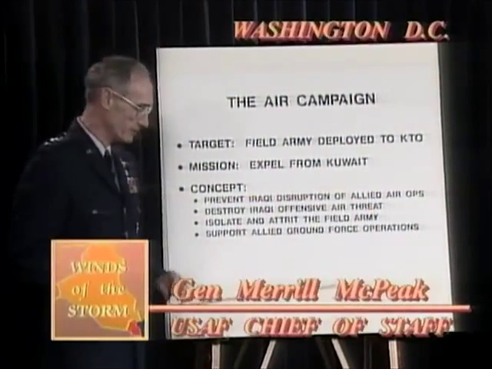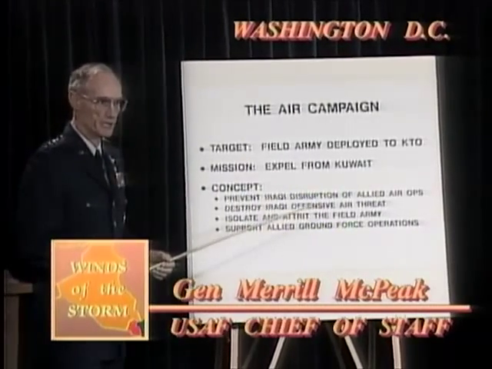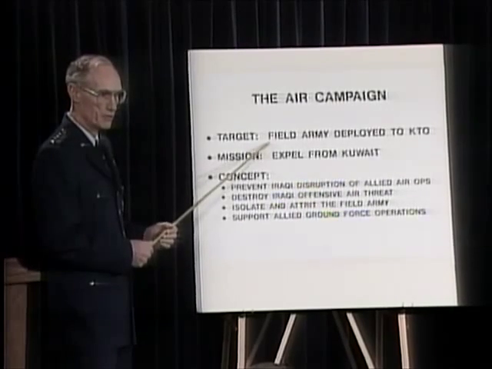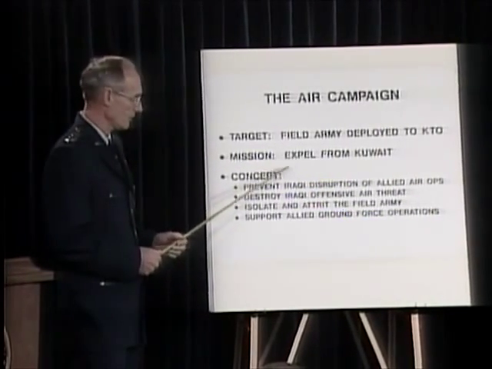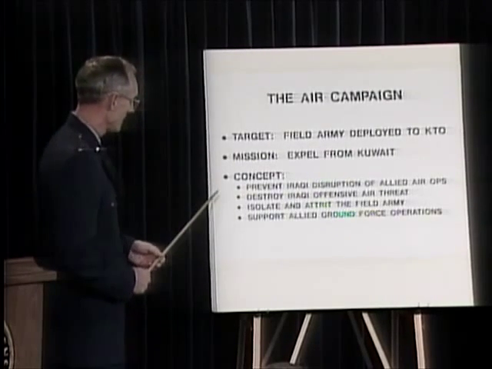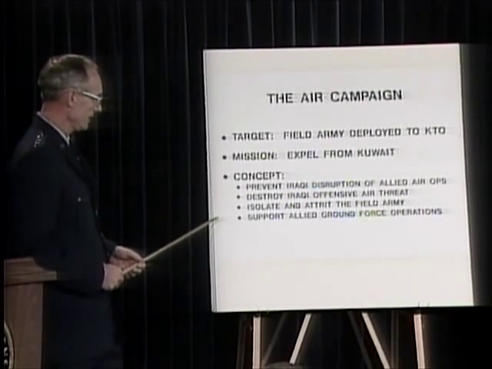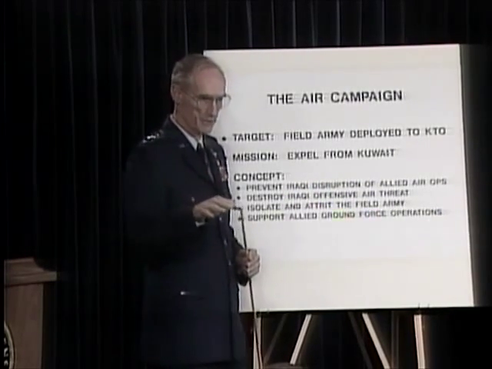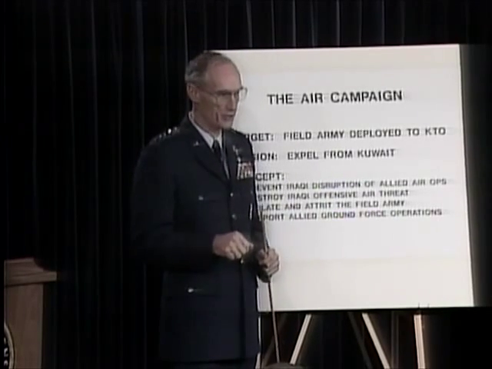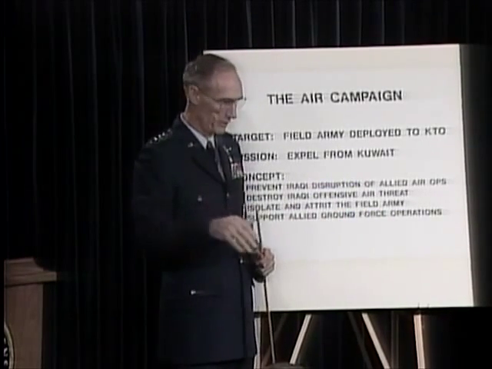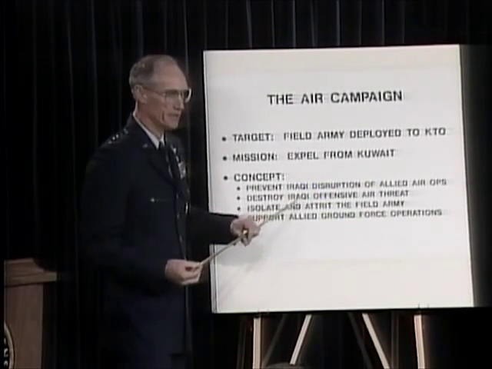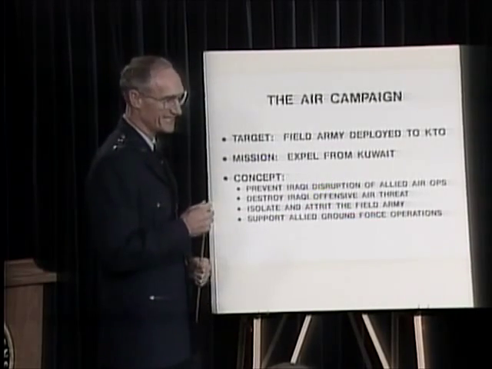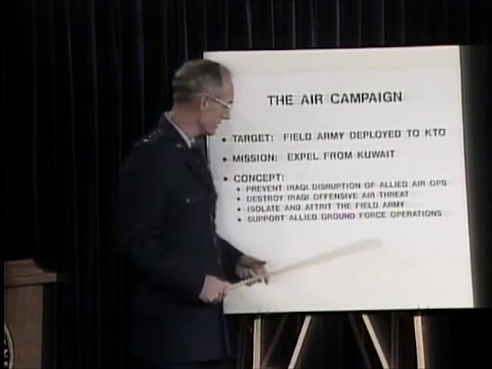General Merrill McPeak became Air Force Chief of Staff during Operation Desert Shield. Our target was the Field Army, deployed in the Kuwaiti Theater of Operations. Our mission was to expel that army from Kuwait. On the air side, our concept really is summarized here. First of all, we knew we needed to operate in Iraqi airspace, so he was going to have the home port advantage. We had to penetrate into his territory. To do that, we had to take apart and disrupt his ability to stop us from coming in. In other words, we had to disintegrate his integrated air defense setup.